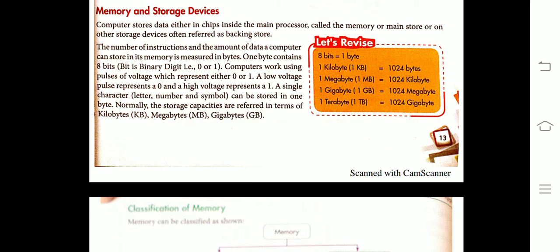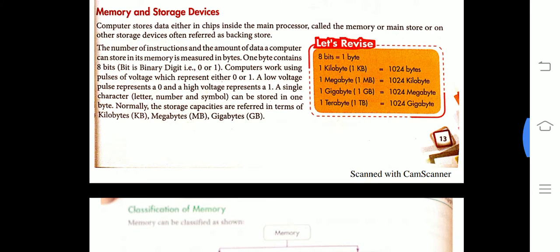Computer works using pulses of voltage which represent either 0 or 1. A low voltage pulse represents 0 and a high voltage represents a 1. A single character can be stored in 1 byte. Normally the storage capacities are referred to in terms of kilobyte, megabyte and gigabyte.